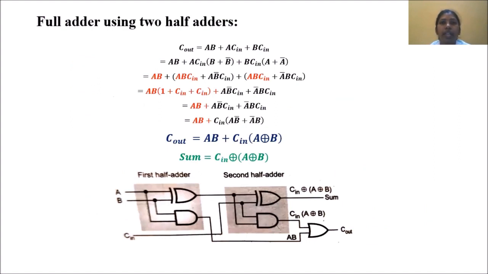Also, this full adder can be drawn using two half adders. When we simplify the carry expression further, we arrive at the expression AB plus C in into A XOR B, and the sum is C in XOR A XOR B. Using these expressions, we can derive the full adder using two half adders. The diagram is shown here.